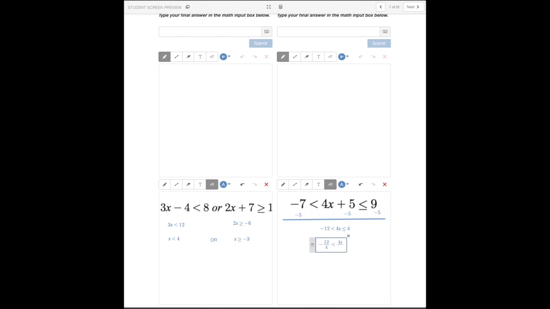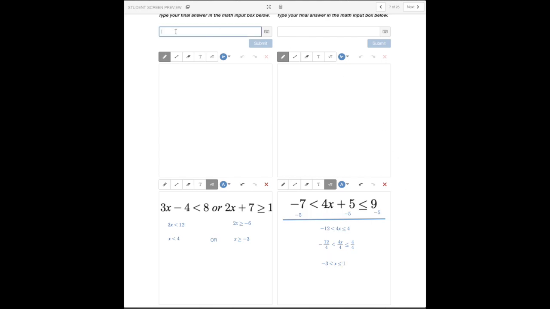4x divided by 4 less than or equal to 4 divided by 4. Notice I'm now dividing by 4 everywhere. Negative 12 divided by 4 is negative 3. I did not divide by a negative number, so I'm keeping the same inequality. 4x divided by 4 is just x, and 4 divided by 4 is 1.